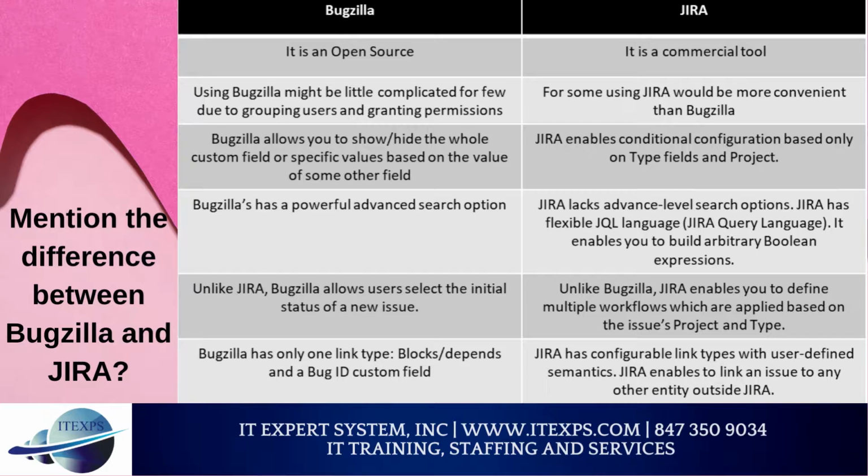JIRA has the flexible JQL language, JIRA query language. It enables you to build arbitrary Boolean expressions. Unlike JIRA, Bugzilla allows users to select the initial status of a new issue. Unlike Bugzilla, JIRA enables you to define multiple workflows which are applied based on the issue's project and type. Bugzilla has only one link type, blocks or depends, and a bug ID custom field. JIRA has configurable link types with user-defined semantics. JIRA enables you to link an issue to any other entity outside JIRA.